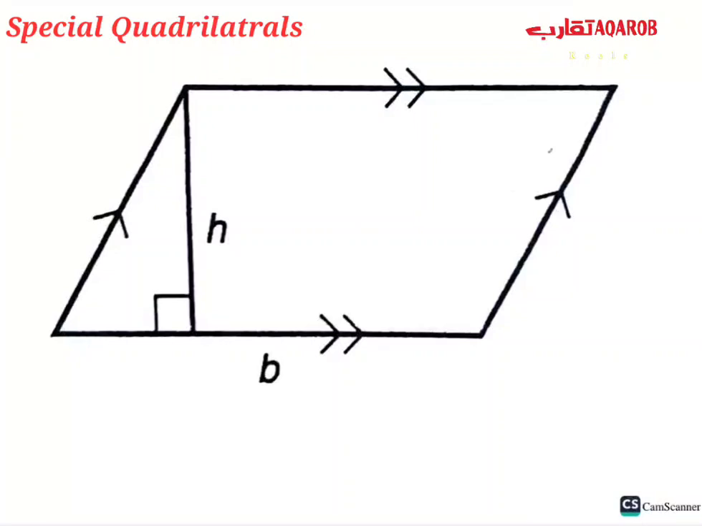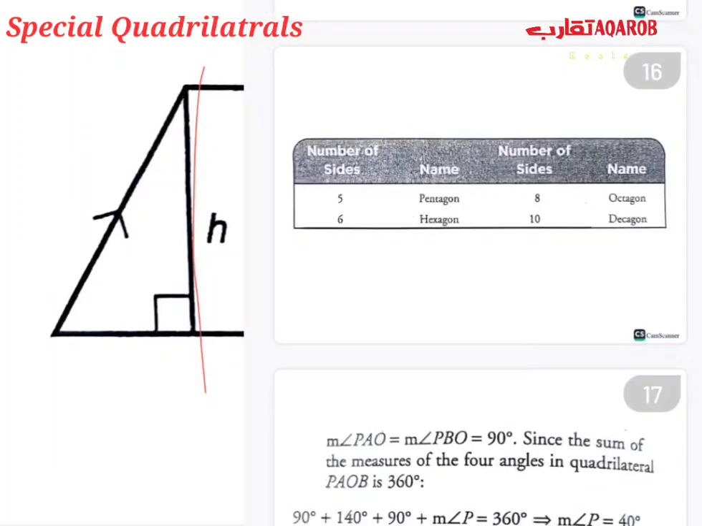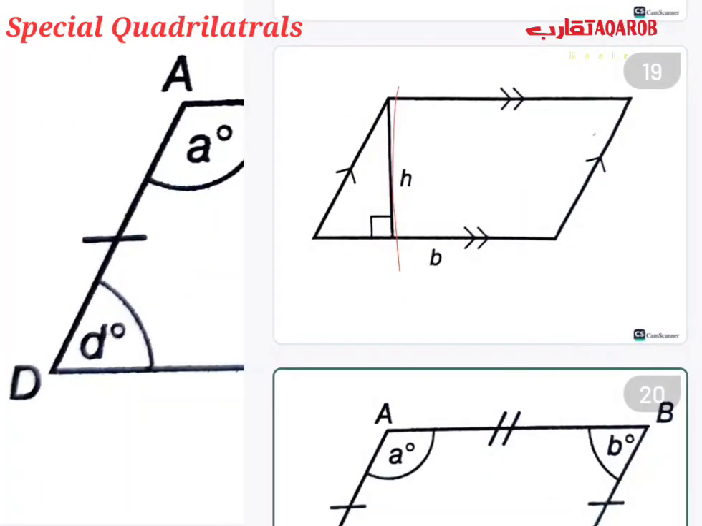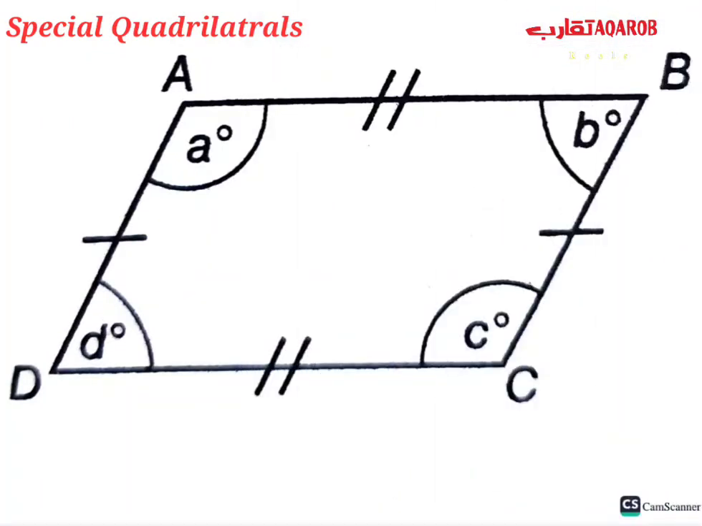Any side of a parallelogram can be its base, and a line segment drawn from a vertex perpendicular to the opposite base is called a height. Now we will show parallelograms properties. Parallelograms have the following properties illustrated in this figure.